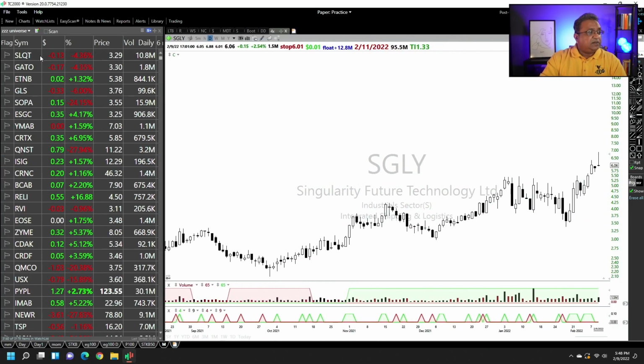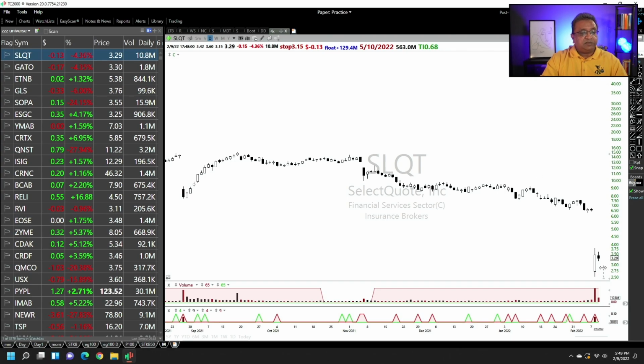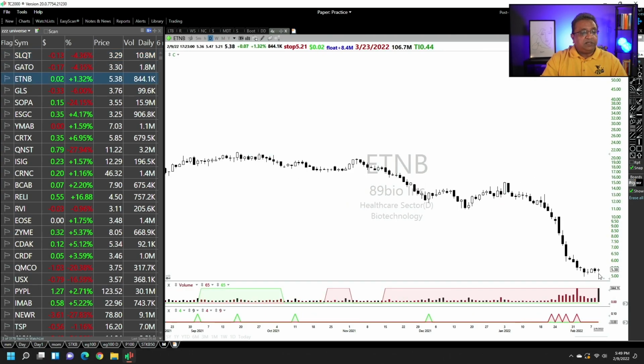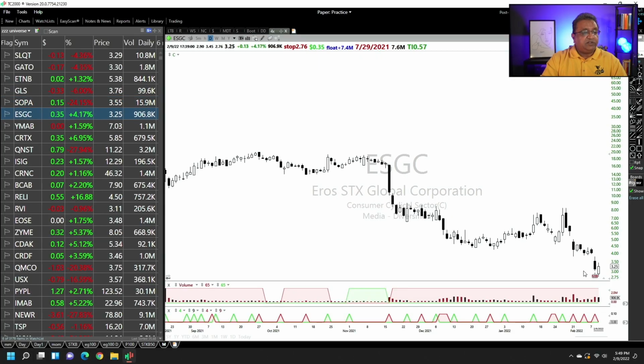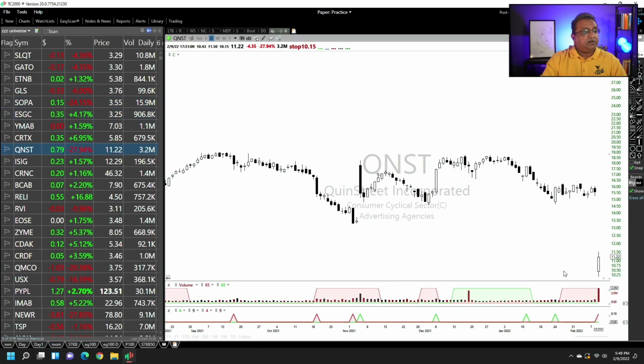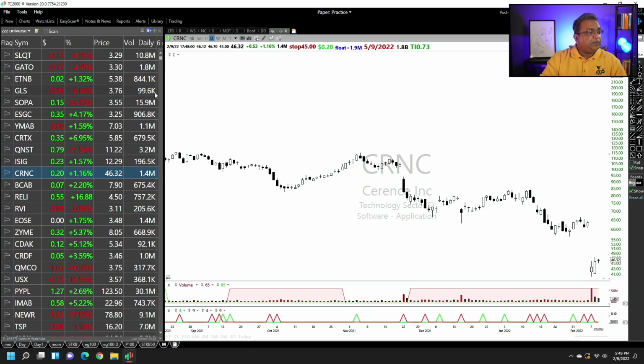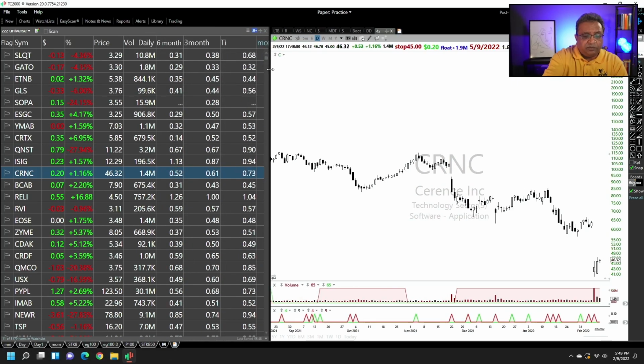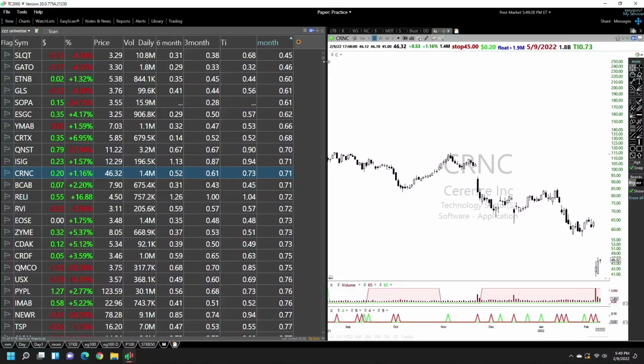So Select Quote is the one which is going down, Gato, ETNB. Again, in order to find shorts, in the same way you can use momentum to find stocks which are starting out. Now with this 1 month momentum, you want to find a stock which had high 1 month momentum 10 days ago, which you can also find. It's not very difficult.